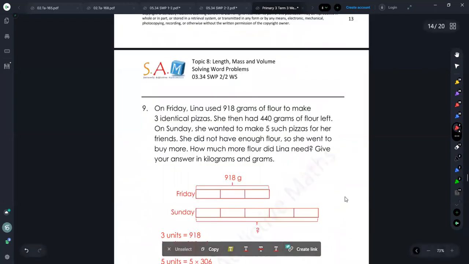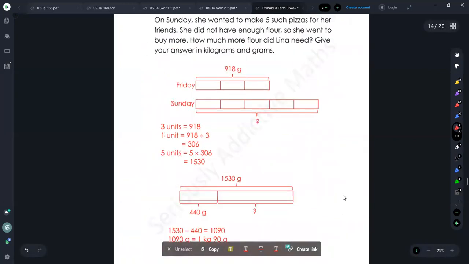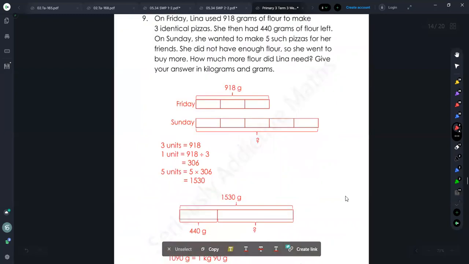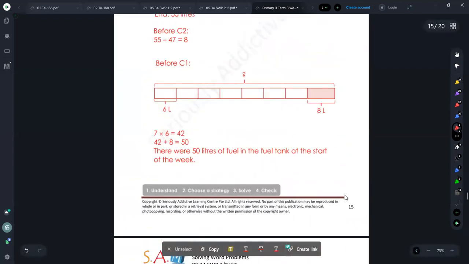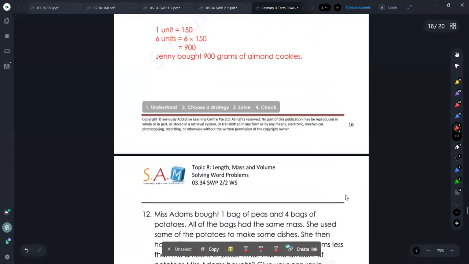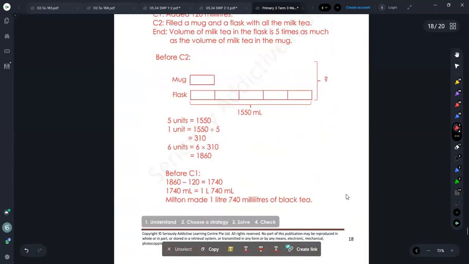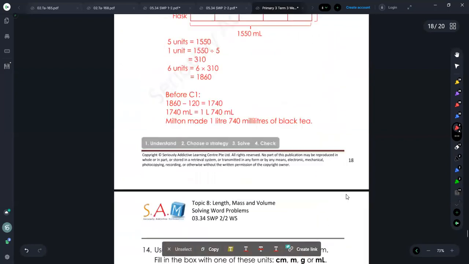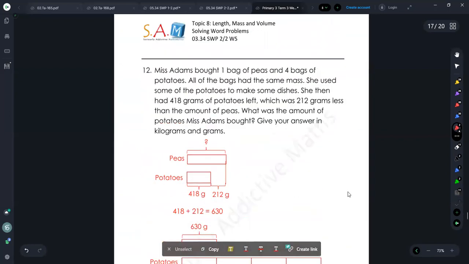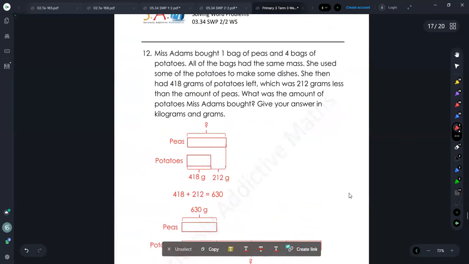So question 8, and then question 10, okay, it's also a change question. And then question 13 is also a change question. Now, if you have time, I will also suggest doing question 12, because question 12 is a bit complex.